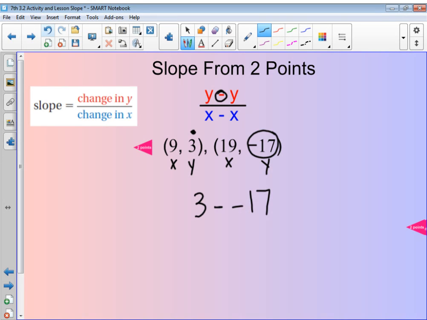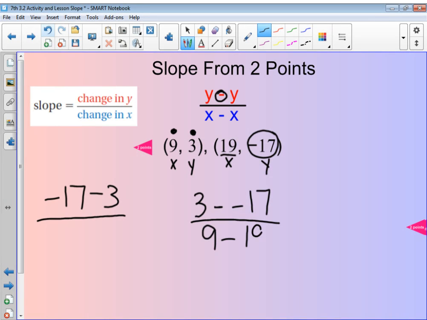Okay, somebody else might have started with the 17, negative 17 minus, and then the 3. But whatever order you choose to put it in your Y's, you have to go in the same order. So since I started with this Y, I have to start with this X. So 9 minus 19. If I had started with the 19, then it would have to be 19 minus 9. And you're going to see on both of these, I'll end up with the same answer. So when I go through and I do this, that makes it a plus sign. So 3 plus 17 is 20 over 9 minus 19.